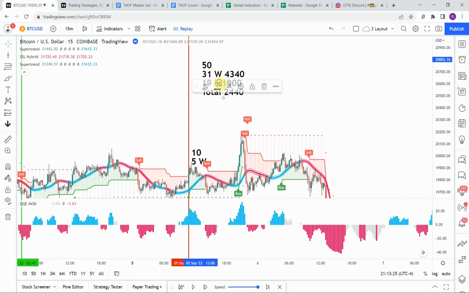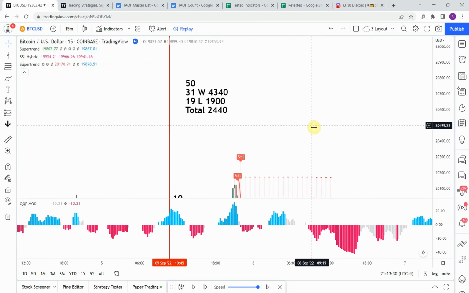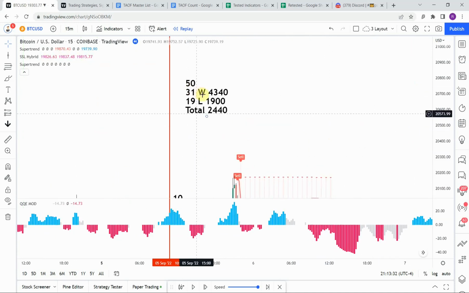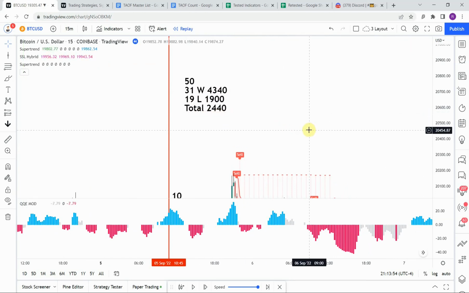So what was this able to achieve over the 50 trades? Let's take a look here. Over the 50 trades, we were able to get 31 winners and 19 losers. If you were risking, let's say, $100 per trade, that means your gain would be $140 per trade. Your total wins would be $4,340. Your total losing would be $1,900. That gives you a total gain of $2,440 over these 50 trades.